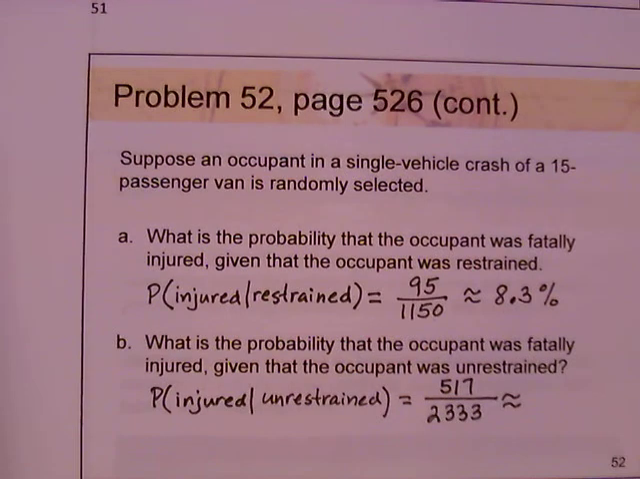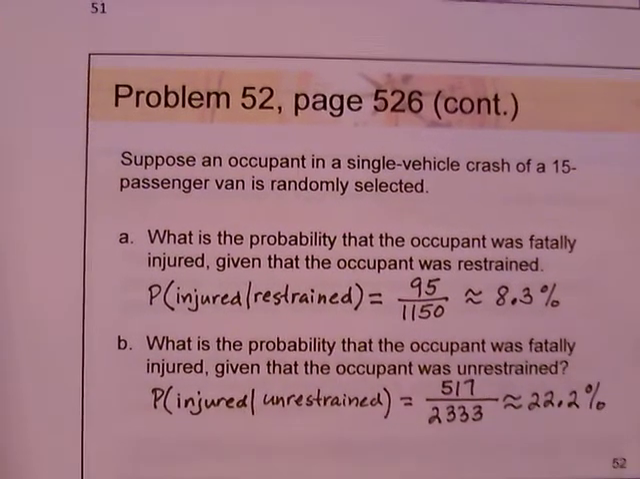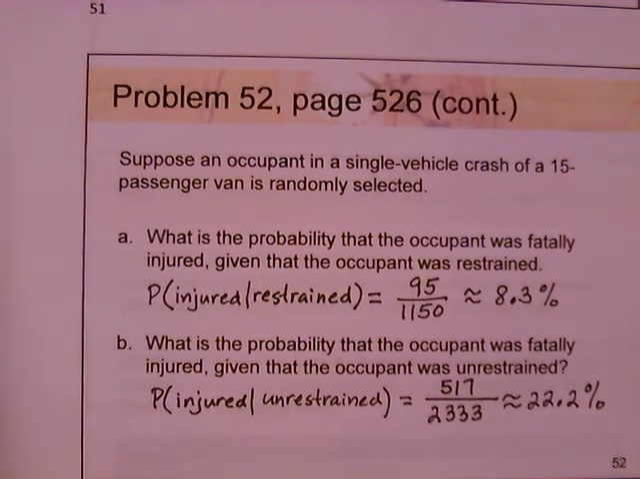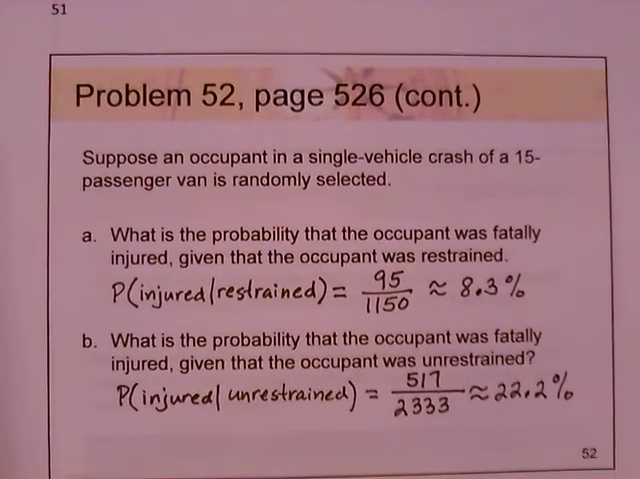And let's say I want that as a percent. 517 divided by 2333 times 100 would be approximately 22.2%. So the probability that the occupant was fatally injured given that the occupant was unrestrained would be approximately 22.2%. So this is just an example of a conditional probability where your sample size is reduced.